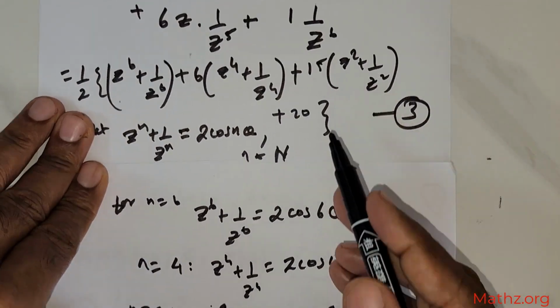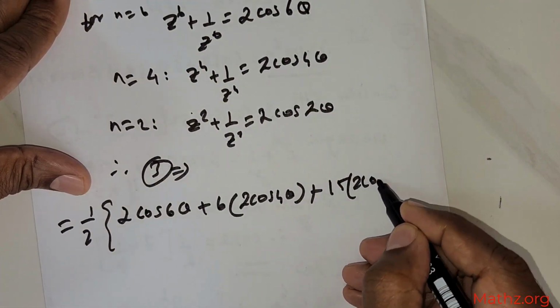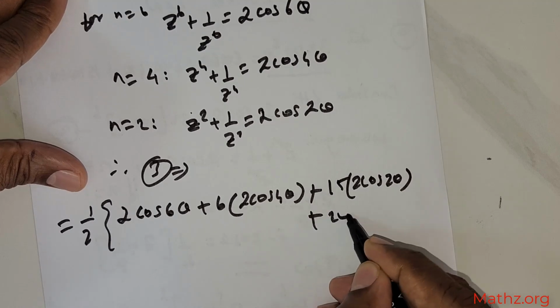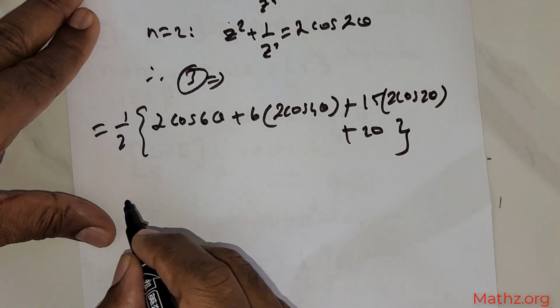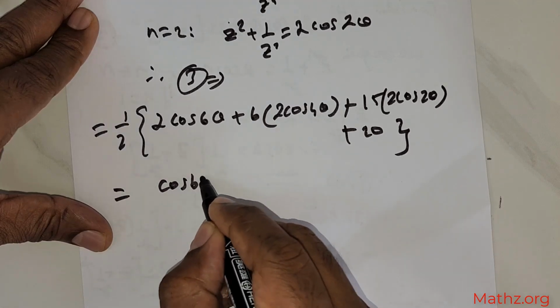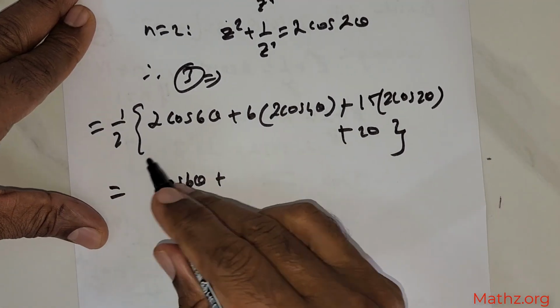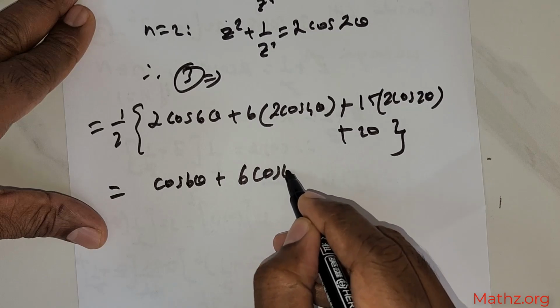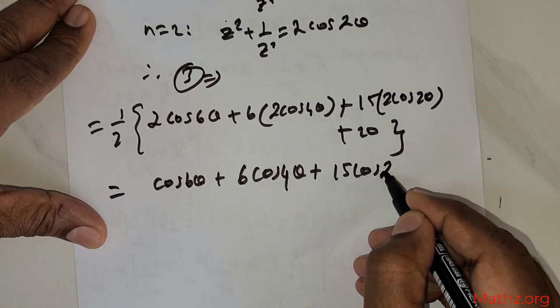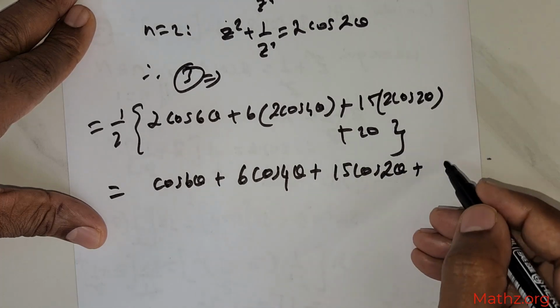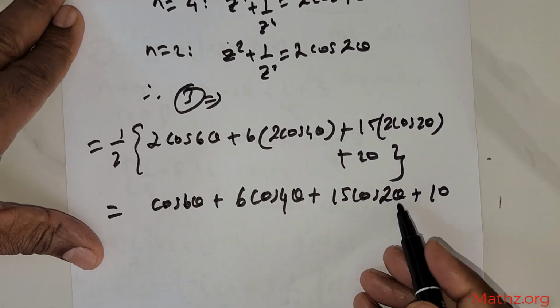So in place of this, we substitute this: 2 times cos 2 theta plus 20 has to be there. Now you distribute 1 over 2 inside, so this would give me cos 6 theta, but the 2 gets cancelled, so 6 times cos 4 theta, and the 2 gets cancelled, 15 times cos 2 theta, plus 2 divides 20, 10 times. So this is what is obtained.